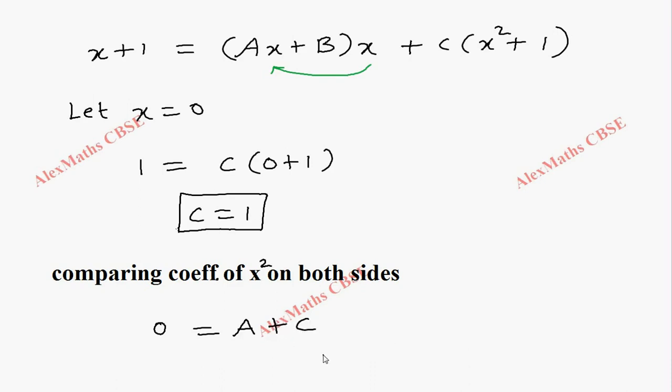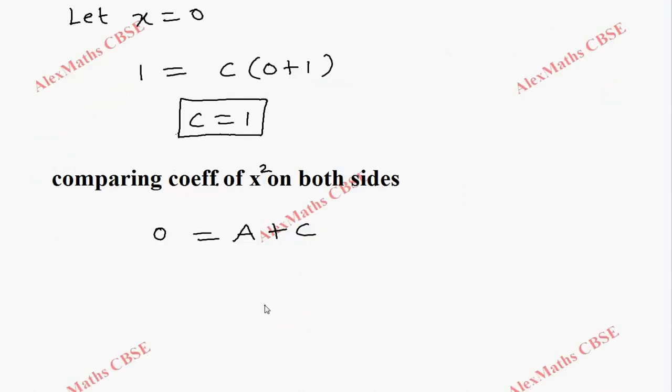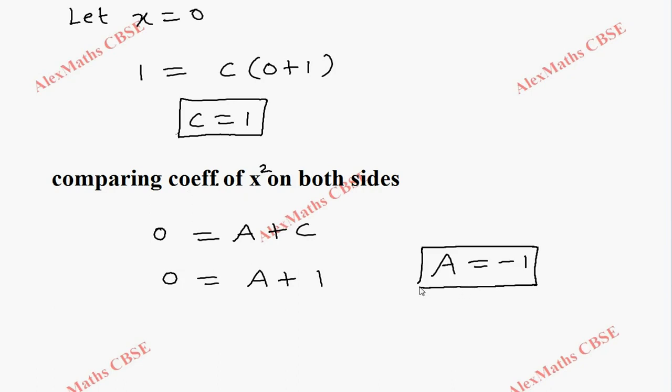Already we know the value of c as 1. By substituting this we get 0 equal to a plus 1, and from this the value of a is minus 1. So we got the value of a and c.